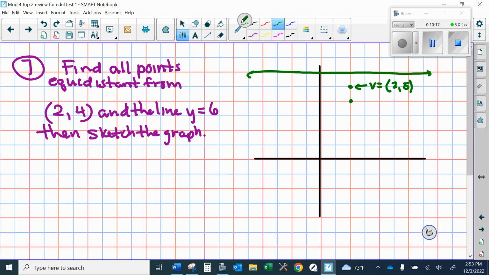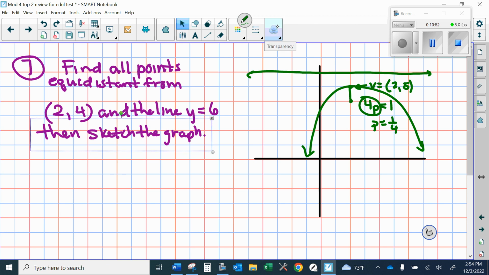We know this distance from there to there is 4p, so that equals 1, so p equals 1/4. For p, I can also remember our general equation. The focus is on the inside of the parabola, so it's opening down, and it's a vertical one, so that's y equals x squared. The y is at 5, so we do the opposite sign, minus 5.